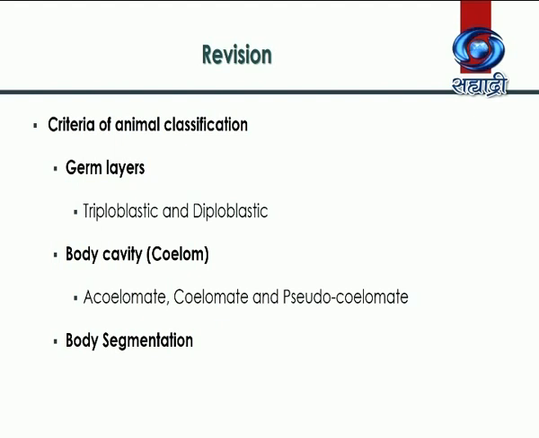The fourth criteria was body cavity or coelom. It is the cavity formed by splitting of mesoderm. Based on this, animals can be categorized as coelomate, acoelomate, and pseudocoelomate. The next criteria is segmentation. It was the last criteria. It deals with presence or absence of segments. Annelida members show distinct segmentation.